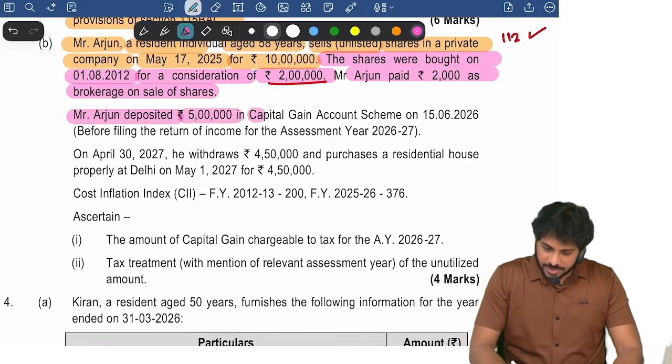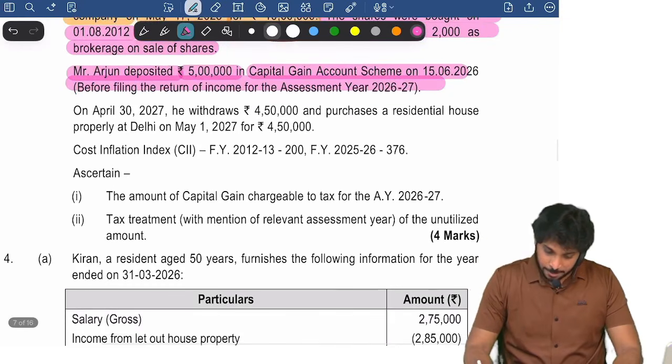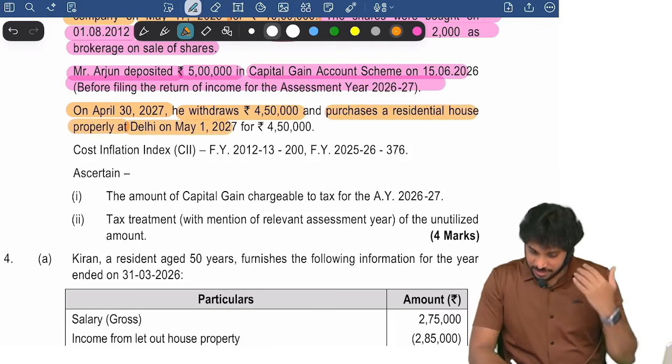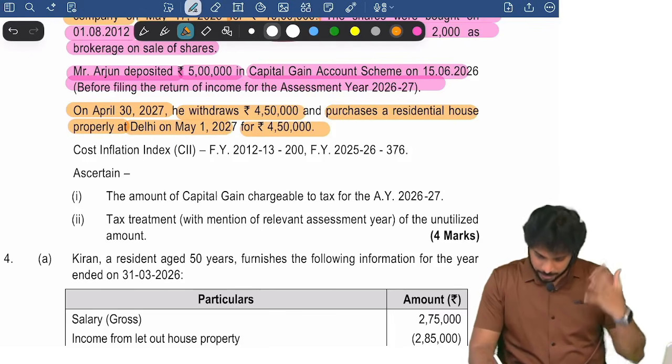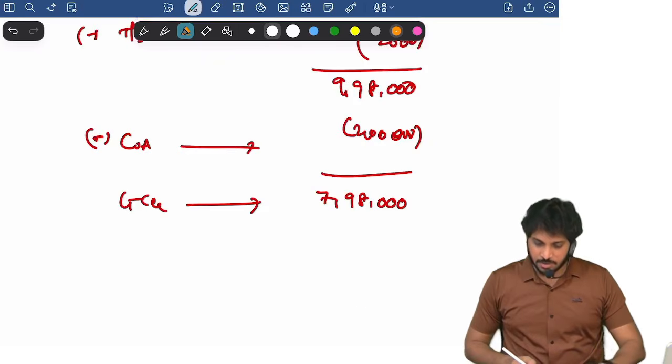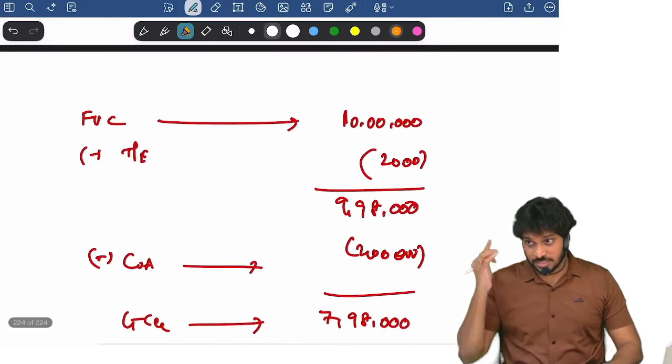He deposited 5 lakhs in capital gain account scheme within the due date before filing IT return. How much is deposited? 5 lakh. And then in 2027-28 year, he withdrew 4,50,000 and purchased a residential property in Delhi on May 1st itself for 4,50,000. That's okay. What is the amount of capital gain taxable in assessment year 26-27? Remember he sold his shares and where he wants to invest is in house property.